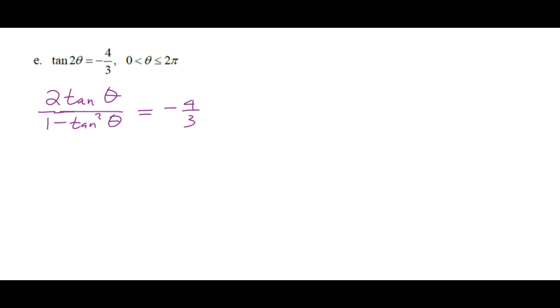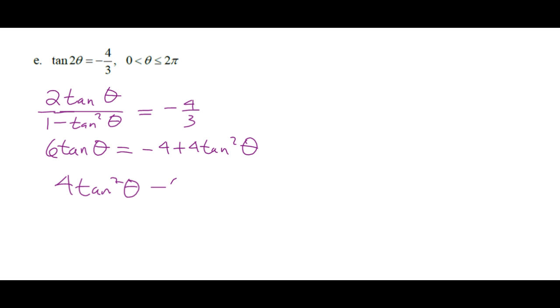What? Cross multiply? Sure, why not? So look, what do we got? 6 tan theta. Now you got to put the negative somewhere, right? Might as well be on the bottom, right? Because it's going to give us negative 4 plus 4 tan squared theta, right? Okay, which is going to become 4 tan squared theta minus 6 tan theta minus 4 is equal to 0. What are we doing? 0 to 2 pi, okay.